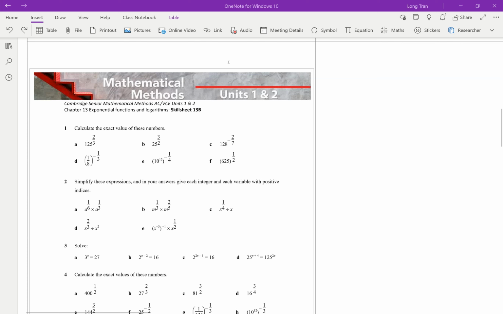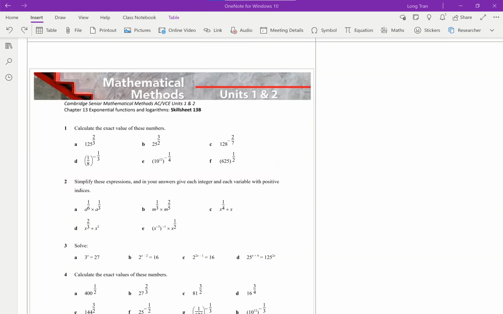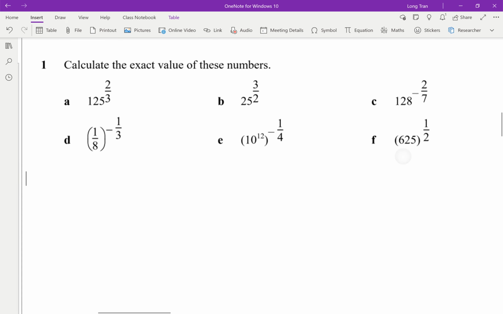And it's recording. So 13B, we're going to be looking at finding exact values. Let's have a look at the first one over here. I'm just going to screenshot this one. Your aim is to use your index laws that you currently know to solve this problem. Let's start off with A.